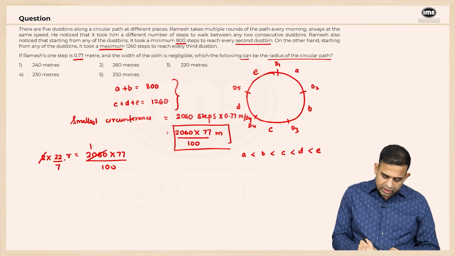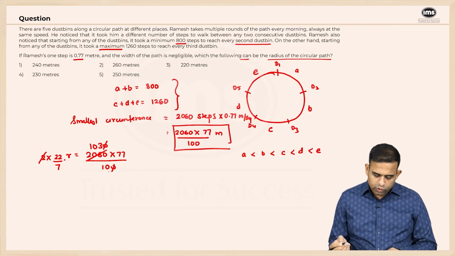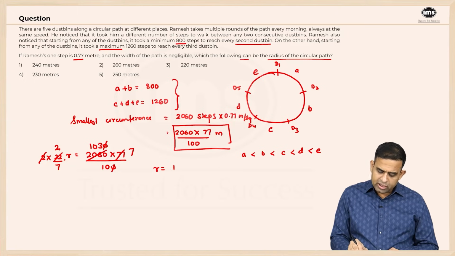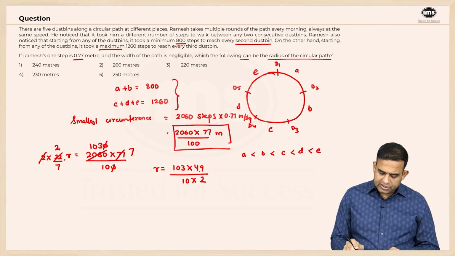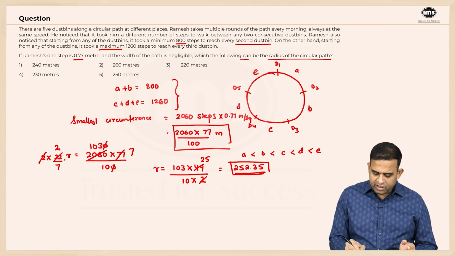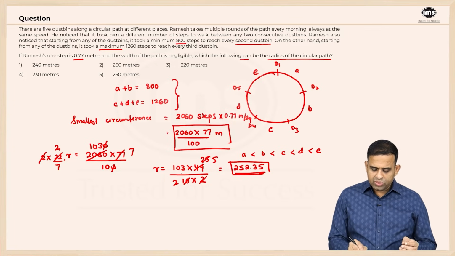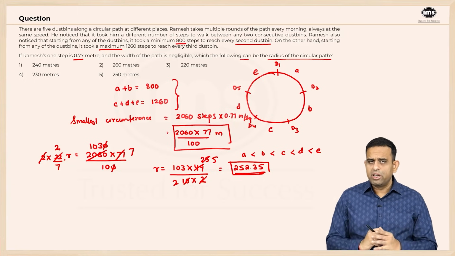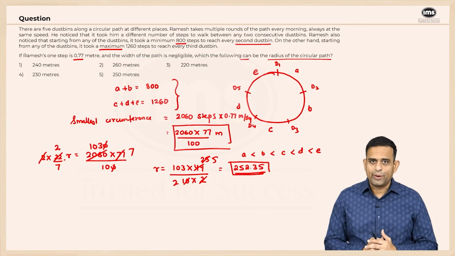So this is going to become 1030. 10 would be out. 11 2s are 22, 11 7s are 77. So the required value of r becomes 103 into 49 divided by 10 into 2. If you calculate, this will come out to be 252.35. You can take the help of an online calculator, or you can approximate this number: take 103 as 100 and 49 as 50, roughly this will become 515 divided by 2. So 252.5 approximately is what you will get in case you want to avoid a calculator.